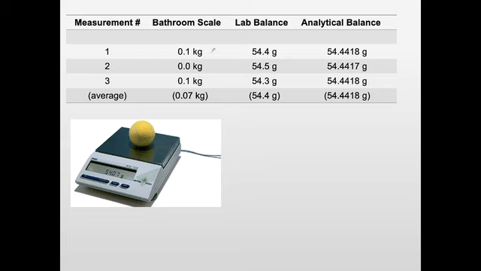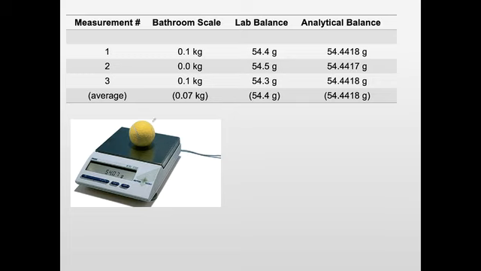You'll see that the biggest difference is, well, how many places past the decimal point do each of these go? All right, so if I go into Walmart, I can get a bathroom scale for maybe 10 bucks. And what we'll notice is if I take that tennis ball and put it on that bathroom scale, I'll do it 3 different times, and I want to take an average of my measurements. And what we'll see here is that the tennis ball gives 2 measurements of around 0.1 kilograms and 1 measure of 0 kilograms.